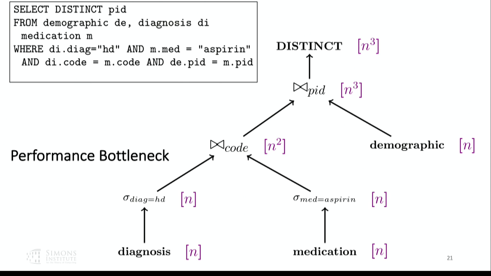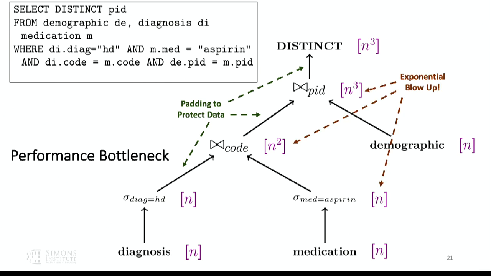So at every point we have to access n tuples, we have to run this filter on n tuples, we have to run this join on n squared tuples, on n cubed tuples, and so on, right? And so this is really, really expensive. The reason is we're adding padding here to protect this data, because if this was something less than n squared, then you would learn something, so you'd be leaking some information about that data, right? And when you leak information, if you run it enough times, then you'll be able to actually deduce what the underlying data is, right? And so this is what causes this exponential blow up, and it's really, really expensive.